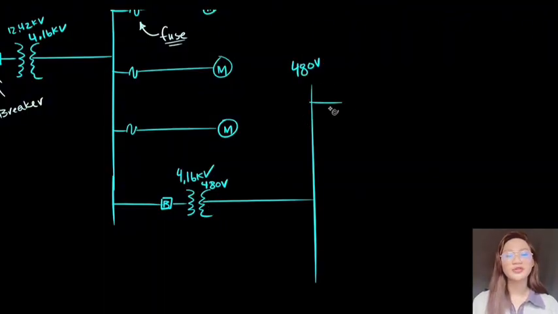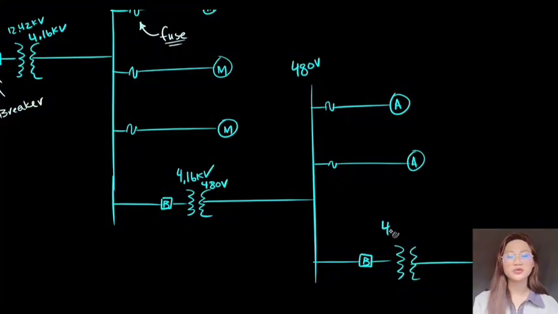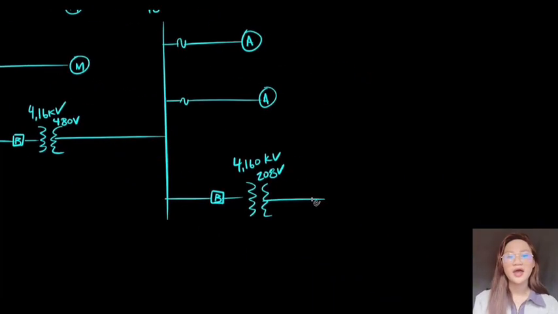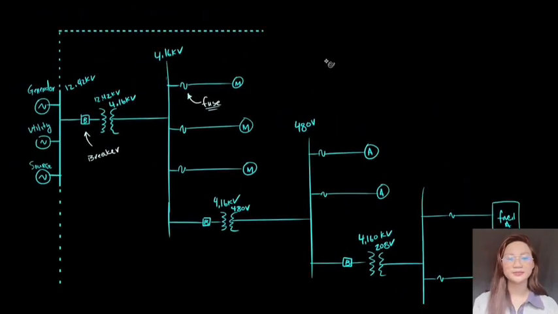And we have another bus that's the 480 volt bus and taps off the 480 volt bus, which are fused, that go to our auxiliary motors or auxiliary equipment. Then suppose we had another step-down transformer that was protected by a breaker that steps down from 4.16 kV to 208 volts. And here, we are feeding all the outlets of our facility.